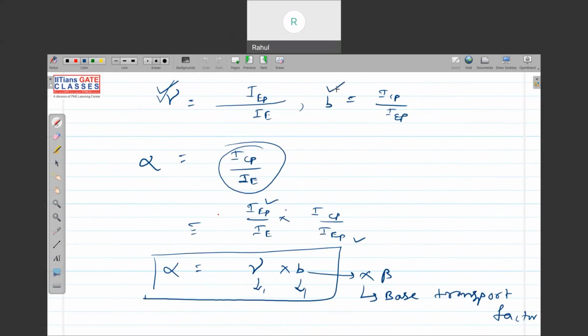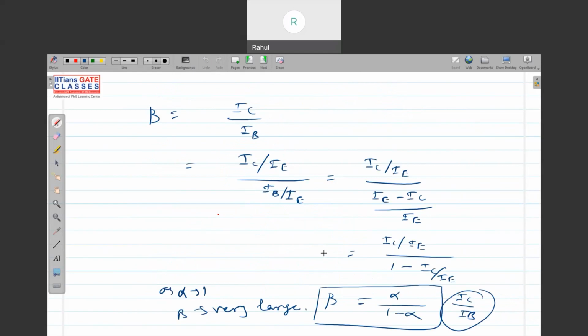And the base transfer factor is the current that is transferred to the collector divided by the current that is injected into the base. Okay. Then we have seen there is something called alpha. Alpha is nothing but ICB by IE. Alpha is the emitter injection efficiency times the base transfer factor. In this class, we will see qualitatively how to derive alpha.